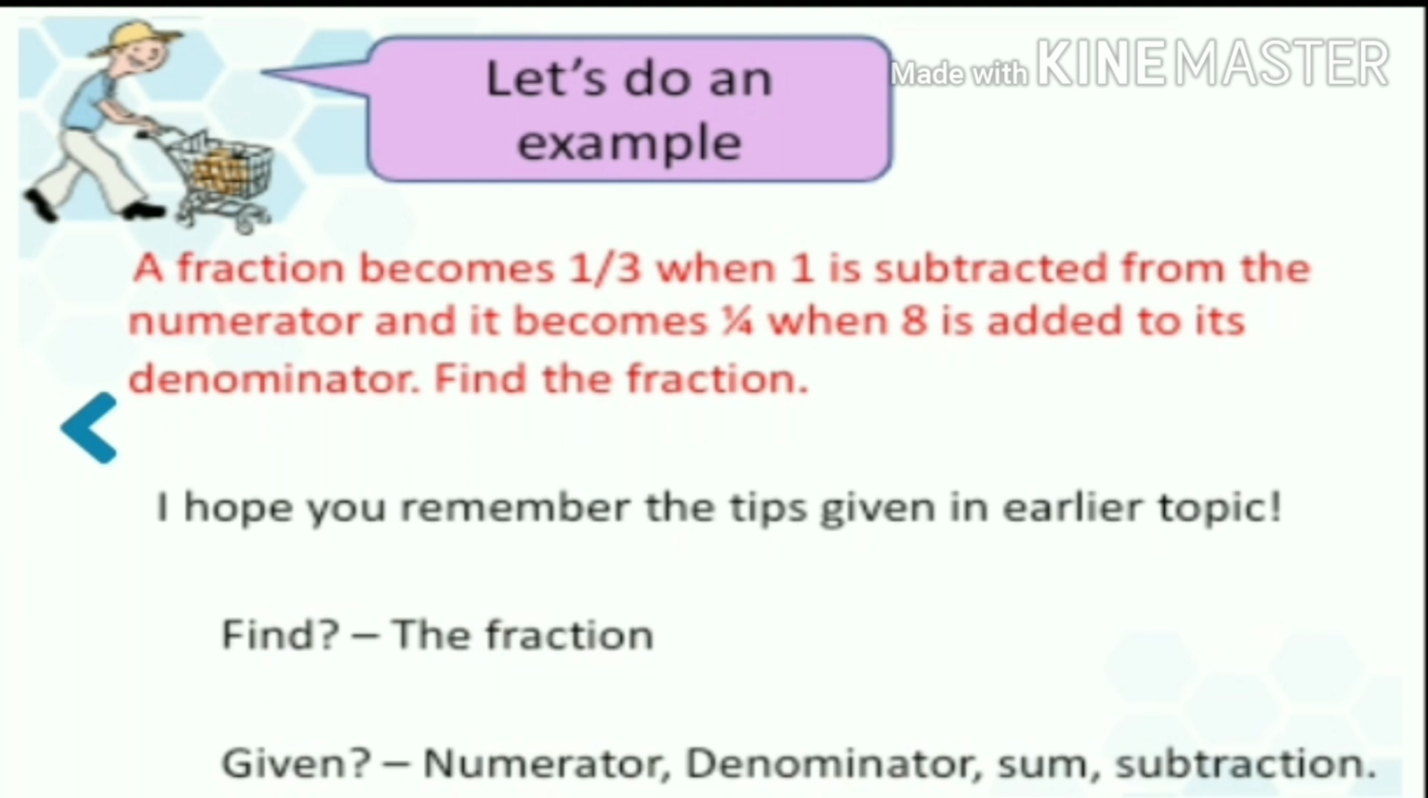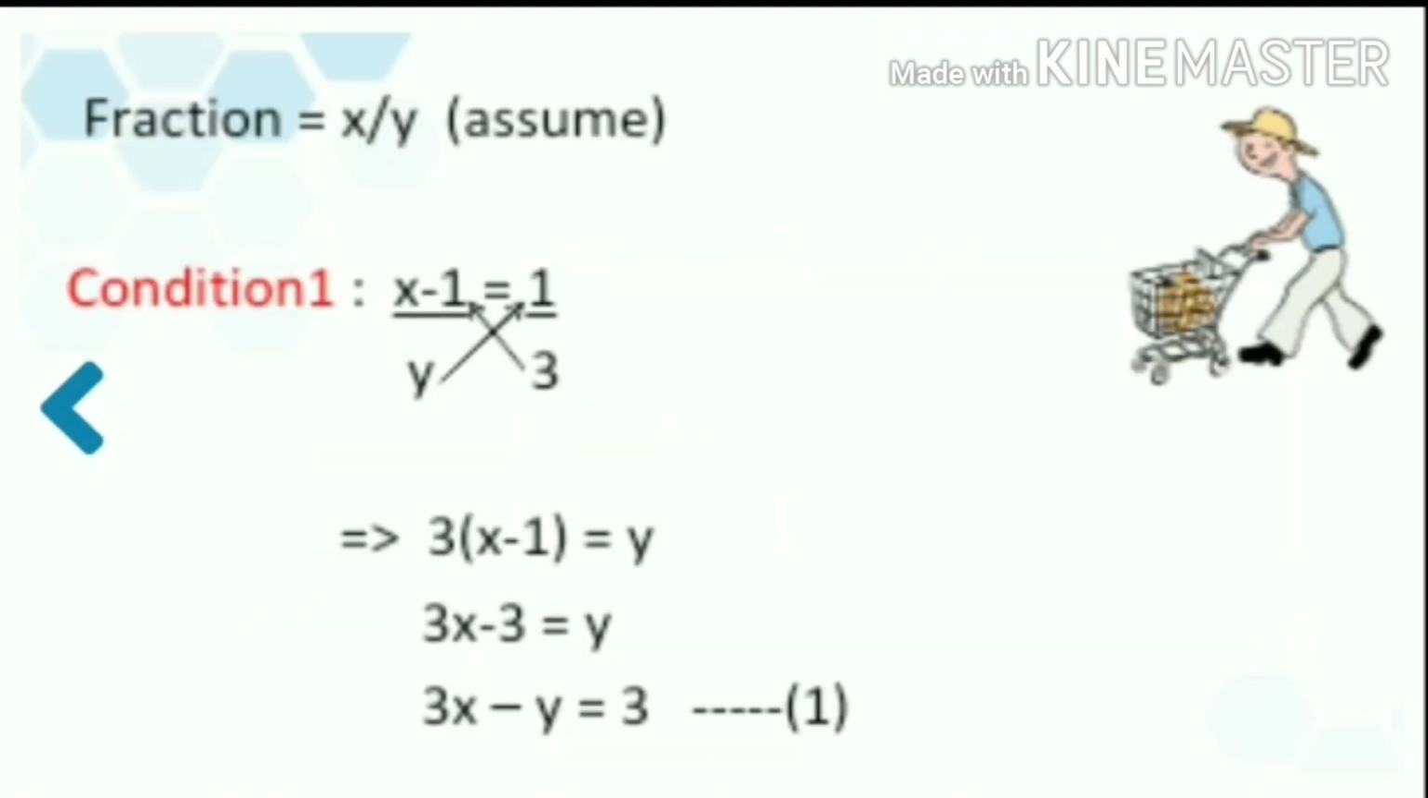What is the question asking us to find? The fraction. So we write that here. And what is given? Numerator, denominator, addition and subtraction. So what will we do first? First we will let the fraction be x upon y. In that case, the numerator is equal to x and the denominator is equal to y.